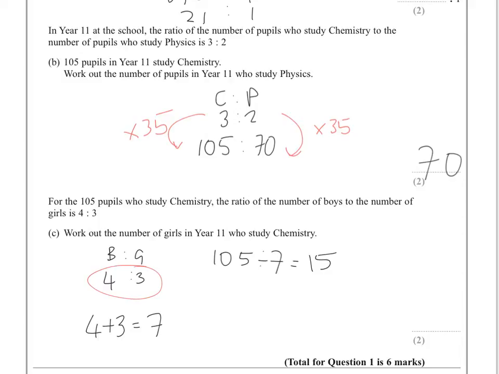We want to work out the number of girls. Well, girls make up 3 parts, so 3 times 15, which equals 45. So 45 girls. 4 times 15, that would give me 60, which would be the number of boys. Just to check, 60 plus 45, 105, which is the number of pupils who study chemistry.